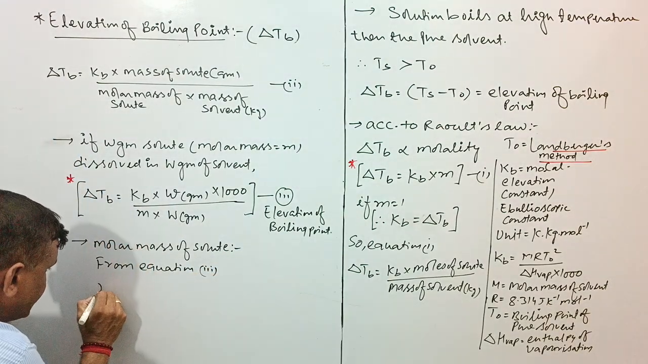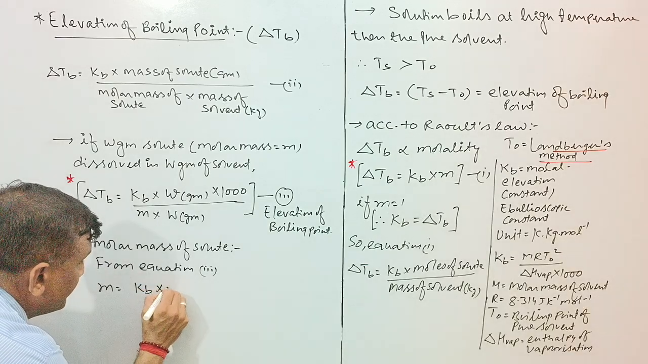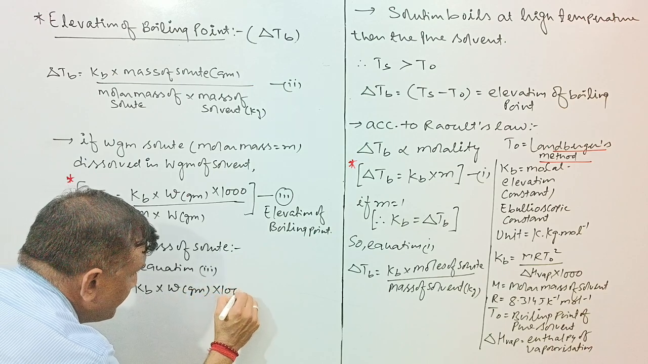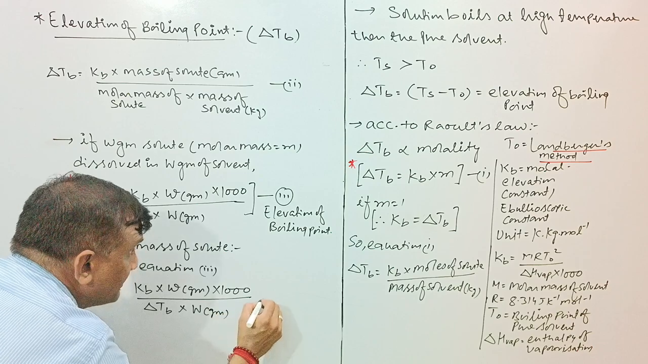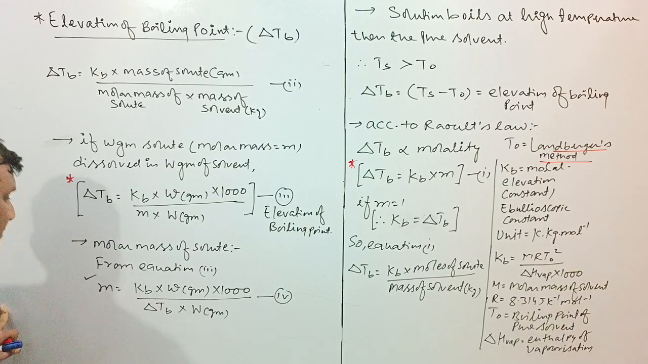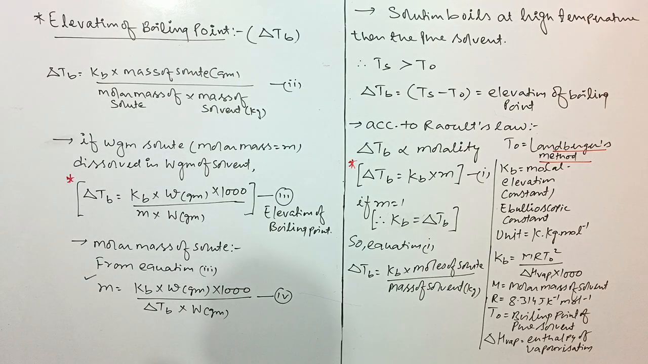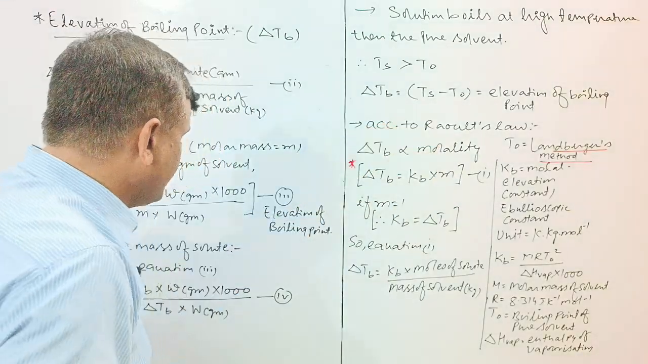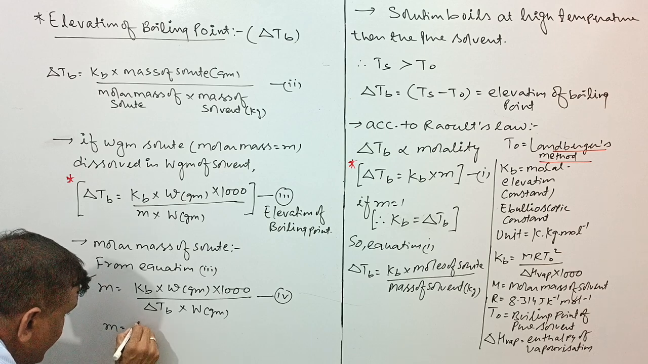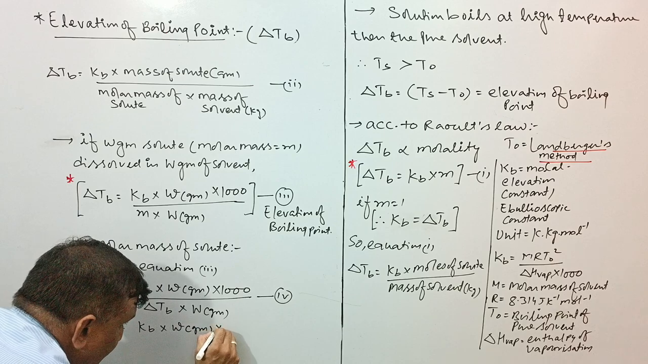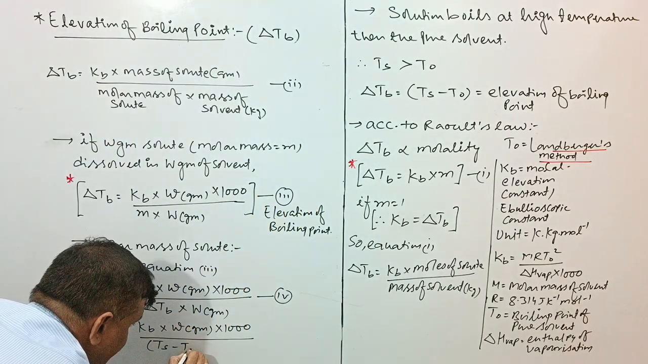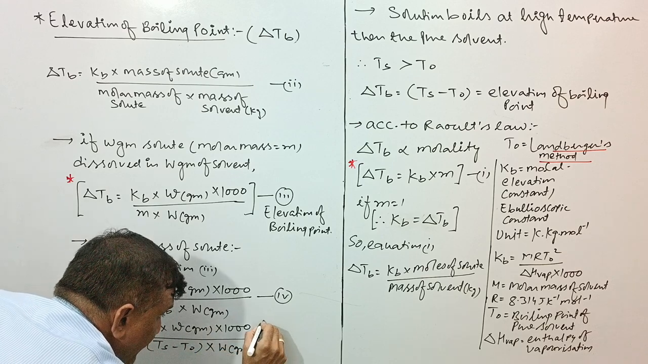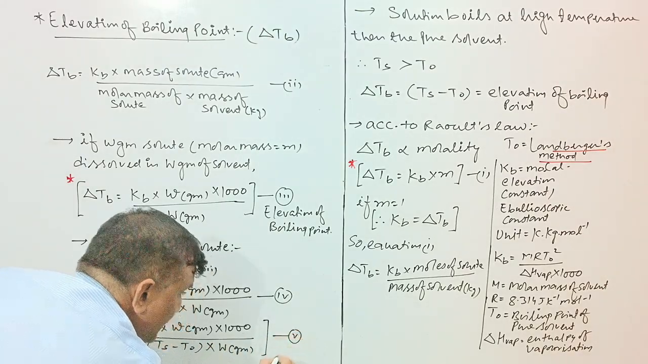From equation 3rd, this is the small m, so m equals KB into small w in gram into 1000 upon del TB into capital W in gram. This is equation number 4th, and numericals will be based on this formula. So this is the important formula. Now if you want to change the value, then del TB equals Ts minus T naught. So this formula may be as follows also: M equals KB into small w in gram, into 1000 upon Ts minus T naught, into capital W in gram. This is equation number 5th, as a final formula.